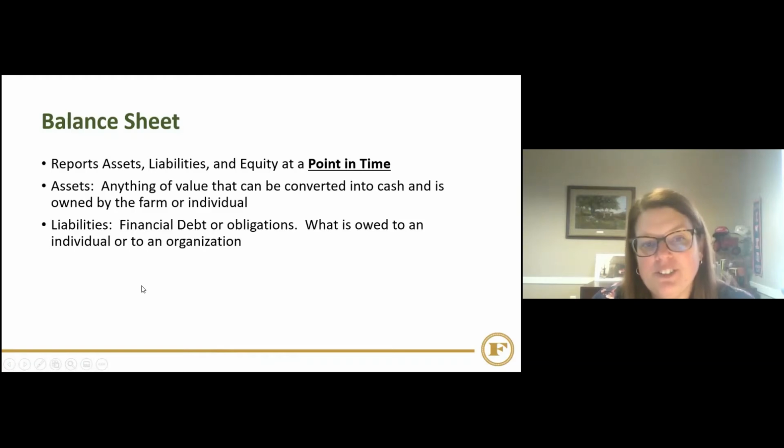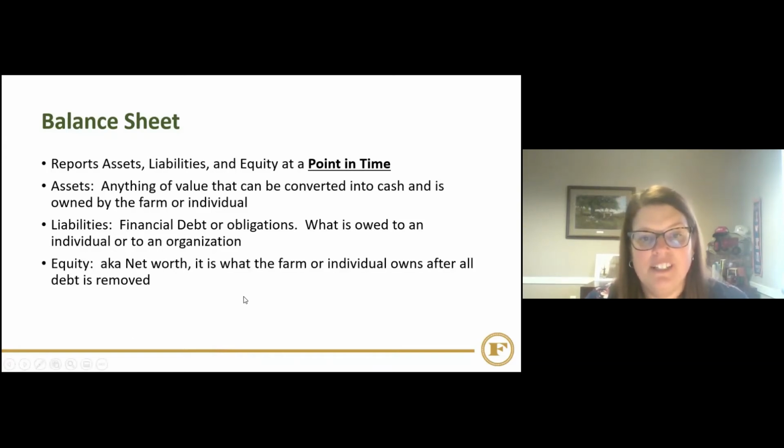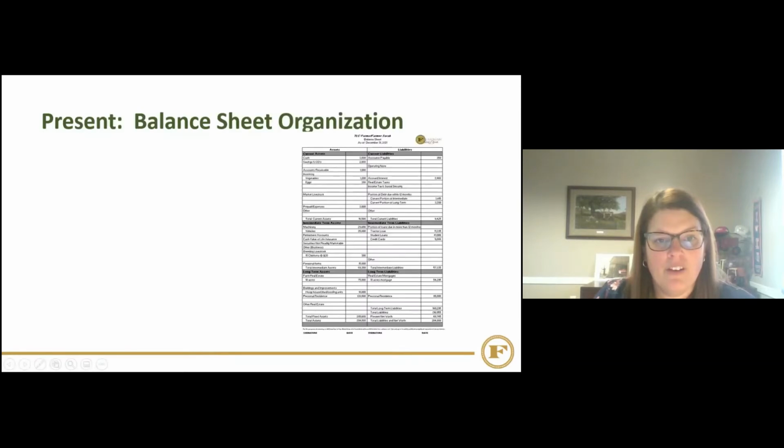Liabilities are your financial debt or obligations. It is what is owed to an individual or to an organization. And the last thing on the balance sheet will show you your equity, also known as your net worth. It is what the farm or individual owns after all the debt is removed. The organization and layout of a balance sheet are standard no matter whether it's a personal balance sheet, farm balance sheet, or the balance sheet of a major corporation. The setup will be the same with only subtle differences.